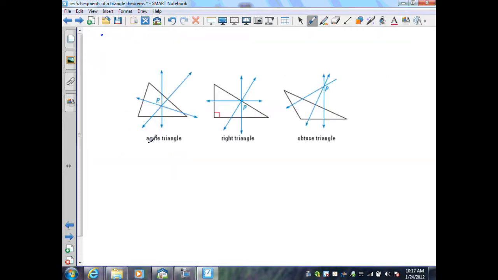In these diagrams, we have the circumcenter on three different types of triangles. In the acute triangle, the circumcenter occurs in the interior of the triangle. But a segment from the circumcenter to each vertex, we know, would create congruent segments. And that is from Theorem 5.6. In the right triangle, the circumcenter occurs at the midpoint of the hypotenuse. And the segments from that point to the three vertices would create congruent segments.